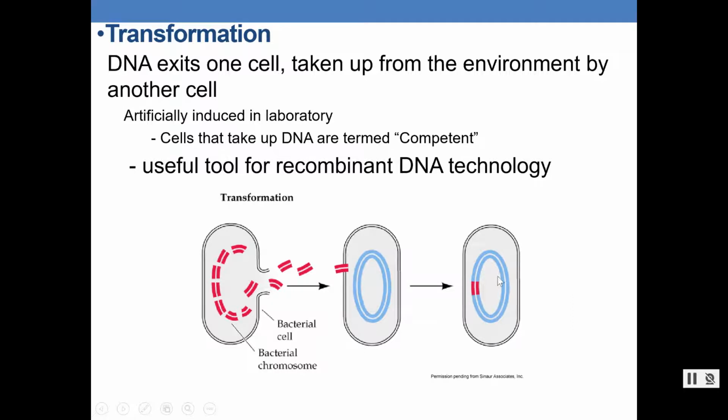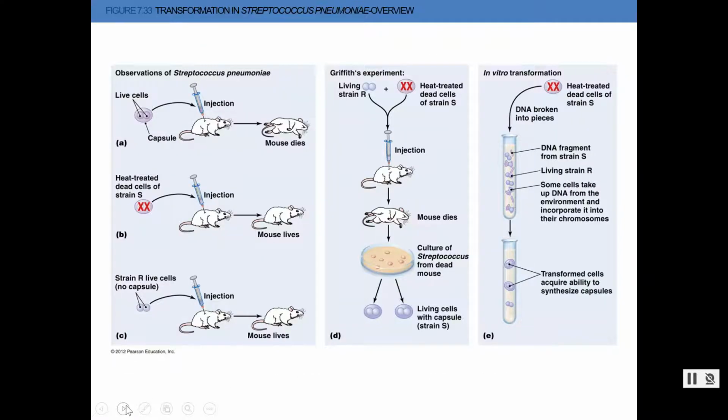Once it has taken it up, it is now referred to as a transformed cell. Okay, so that's another type of horizontal gene transfer. It happens in nature, but we have taken that theory and made it work for us, like producing insulin. All right, so one interesting thing about transformation: how did they figure out this happened?